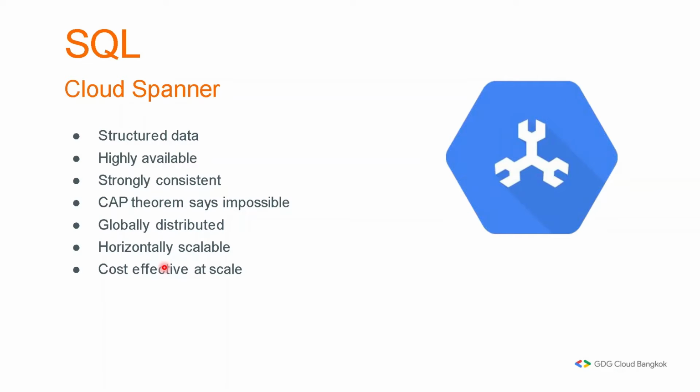Cloud Spanner. Cloud Spanner is for structured data, and it is highly available and strongly consistent. It is globally distributed and horizontally scalable, and it is also cost effective at scale. Cloud Spanner is used in many big MNCs and industries.